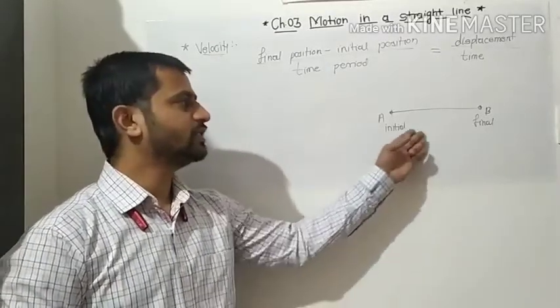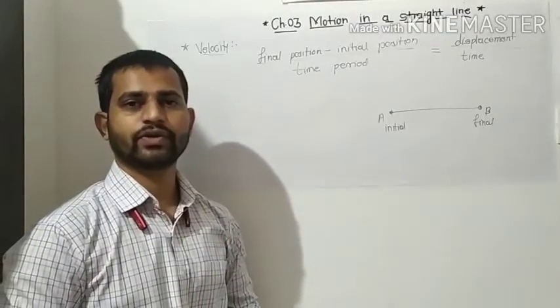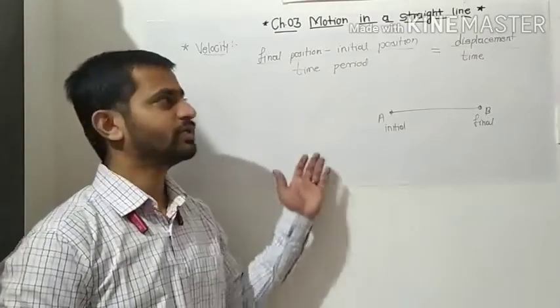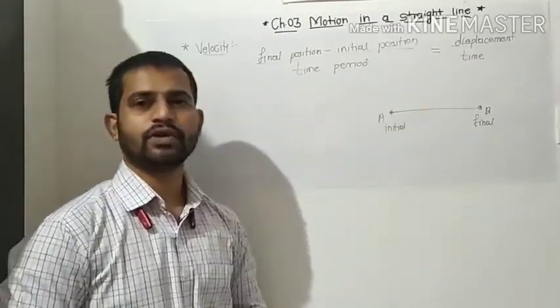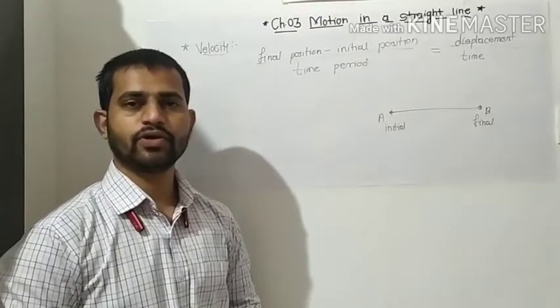So how much is the time period required? If we consider that case, then our velocity will get measured. So velocity is given by displacement upon time.